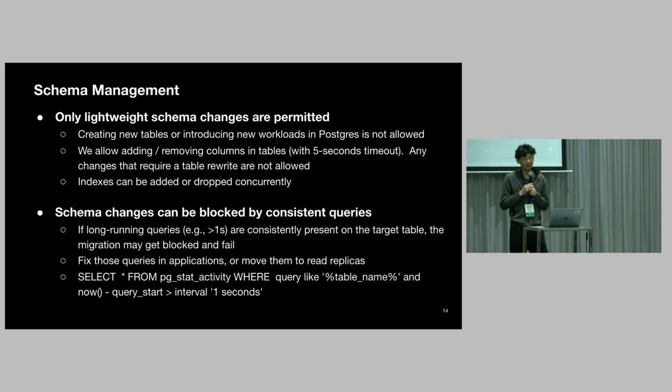We want to avoid any rewrites of the entire table. For example, when you add a column, if you set the default value to a dynamic value, like the current timestamp, I think it will trigger a rewrite of the entire table. So we definitely want to avoid that. For adding a column, right now we require the user to set it nullable. We also allow users to add and drop indexes concurrently.